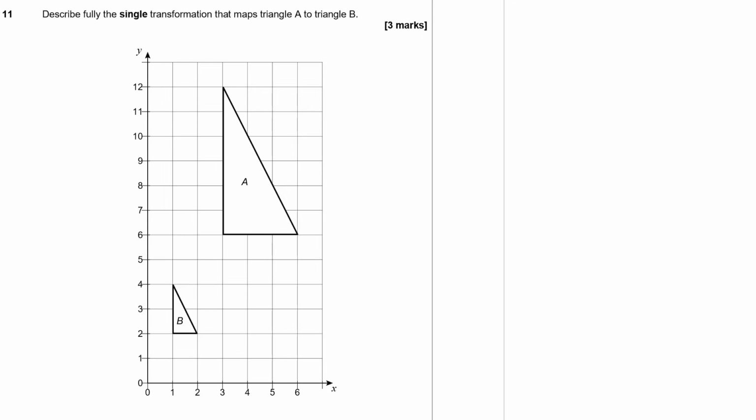So we need to know what that scale factor is, and we also want to know where the centre of enlargement is. Now, to find the scale factor, we just need to find two sides that are the same and compare them. So let's have a look at that side compared to that one. This side is of length 3, this side is of length 1. So my triangle B is 1/3 of the original height, or the original length. So the scale factor is going to be 1/3.